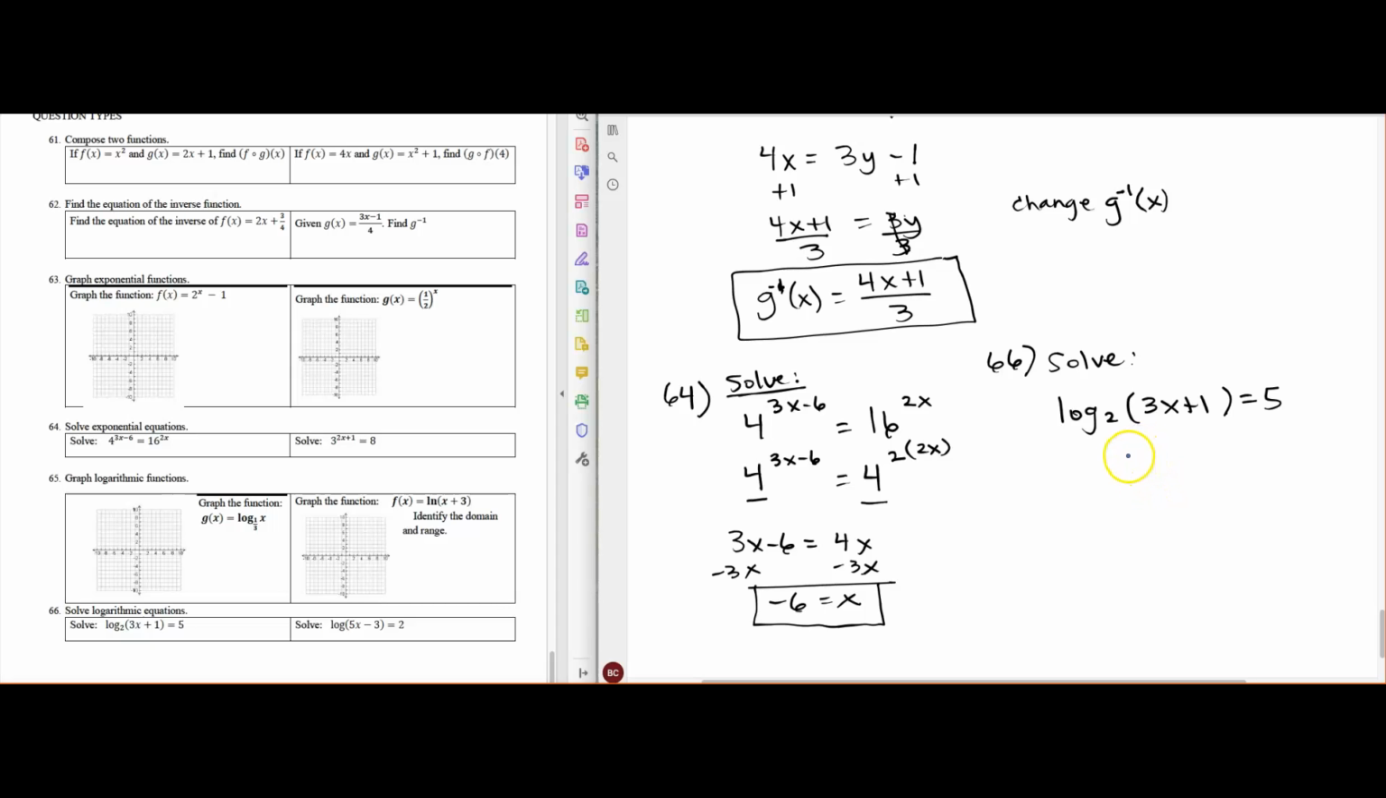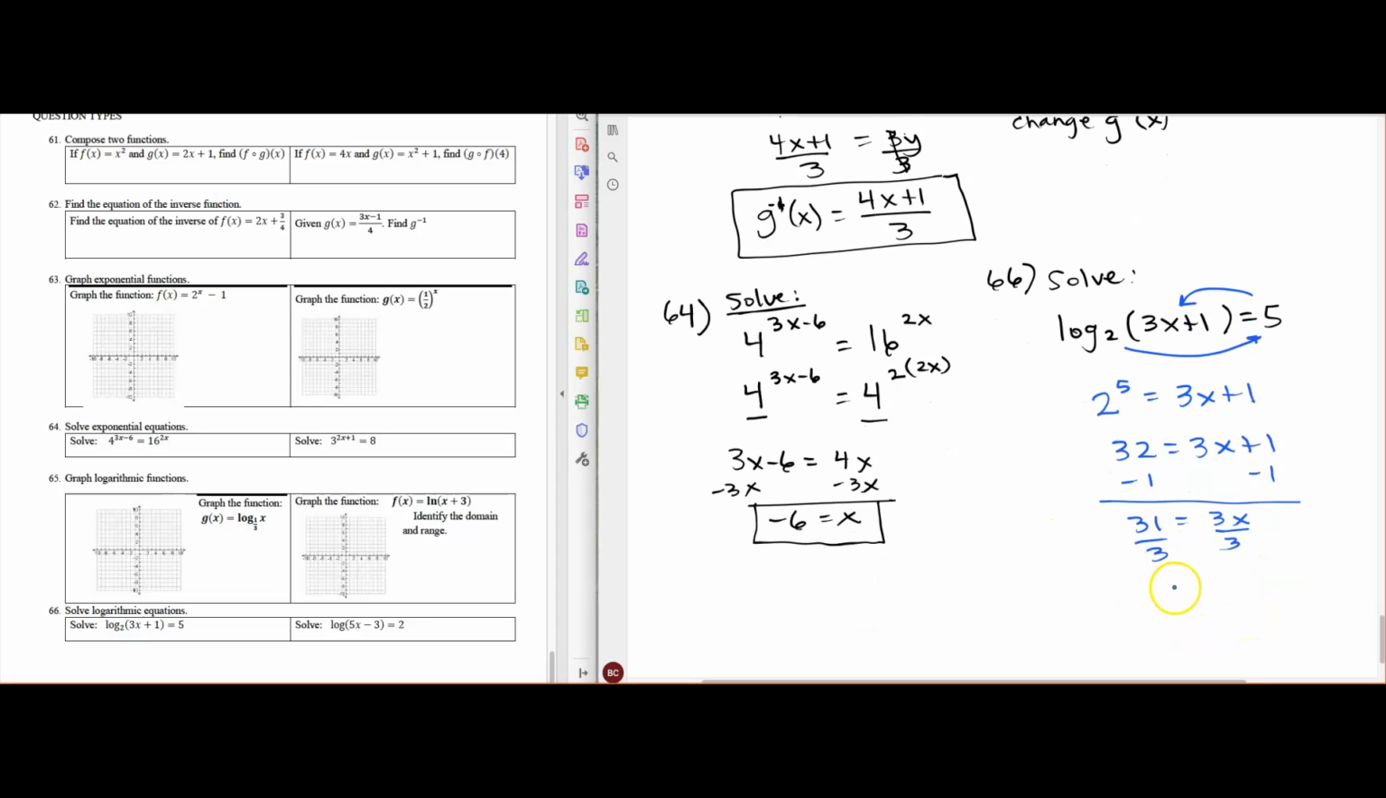So log base 2. So you would do 2 to the 5th power equals 3x plus 1? Yeah. Alright, so change it to that exponential form. 2 to the 5th power equals 3x plus 1. So 2 to the 5th, 2 times 2 times 2 times 2 times 2 is going to be 32 equals 3x plus 1. Subtract the 1 over. And then divide by 3. So x equals 31/3.